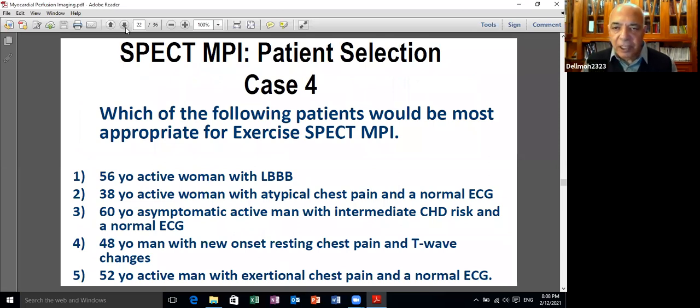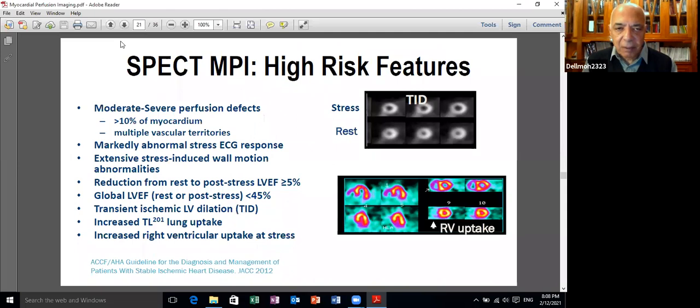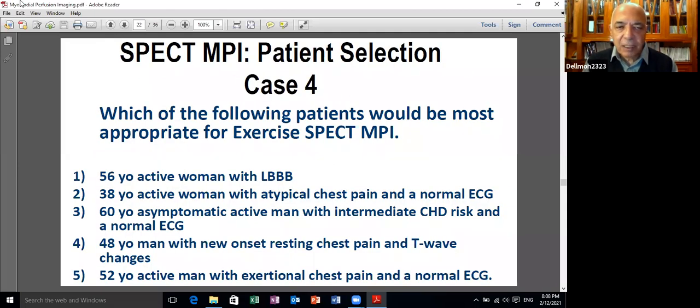Which of the following patients will be most appropriate for exercise SPECT MPI? Patient selection is very important. We are consumers. The majority of us are not professional in doing MPI, but we are consumers of it. So patient selection is a top priority for the general cardiologist and for practice. So which of the next five patients is most appropriate for exercise SPECT myocardial perfusion imaging?